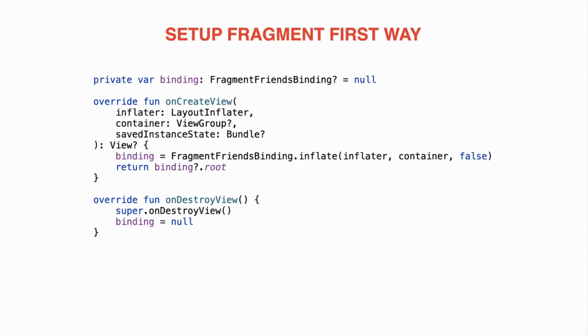And other than that, the instantiation is pretty much the same. You just pass these fragment specific arguments to the inflate method of the binding. And then you pass the binding root as the root view in the onCreateView method. Once you do that, you can access your views the same way as you did in activity.